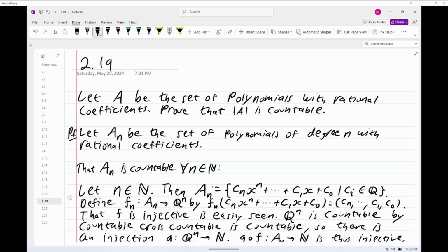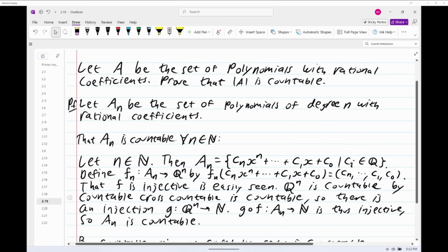I just write it out explicitly right here. A_n is equal to the set containing all c_n x^n plus a bunch of stuff plus c_0, where each c_i is rational. Then define a function f_n from A_n to Q^n. That's Q cross Q cross Q n times, which is countable by countable cross countable is countable. f_n of the polynomial equals just sending all the coefficients to the coordinate (c_n, ..., c_1, c_0). F is injective is obvious.